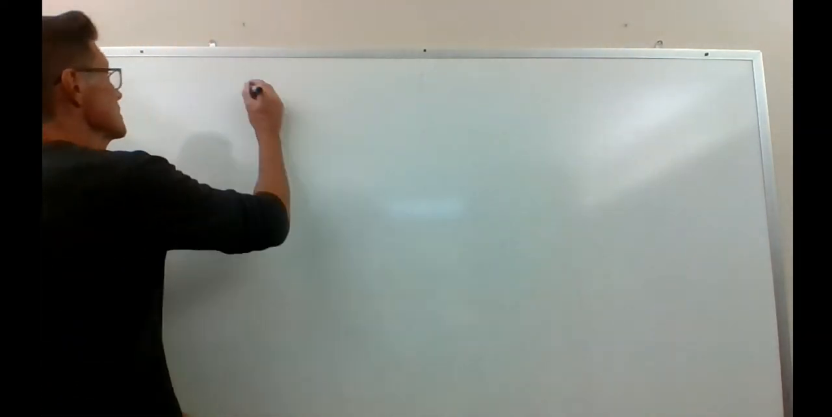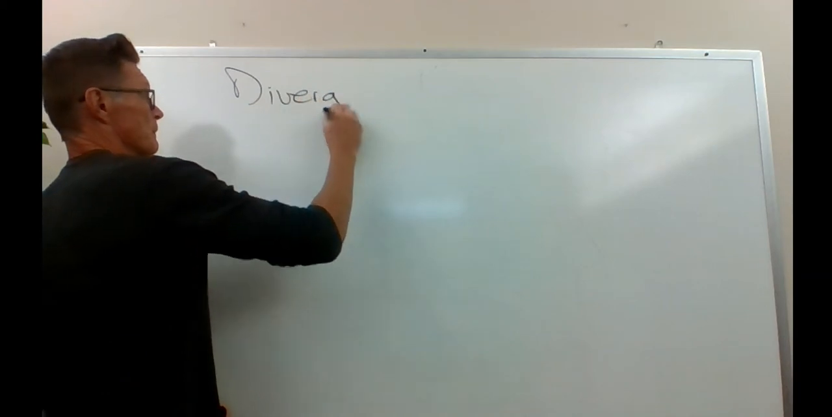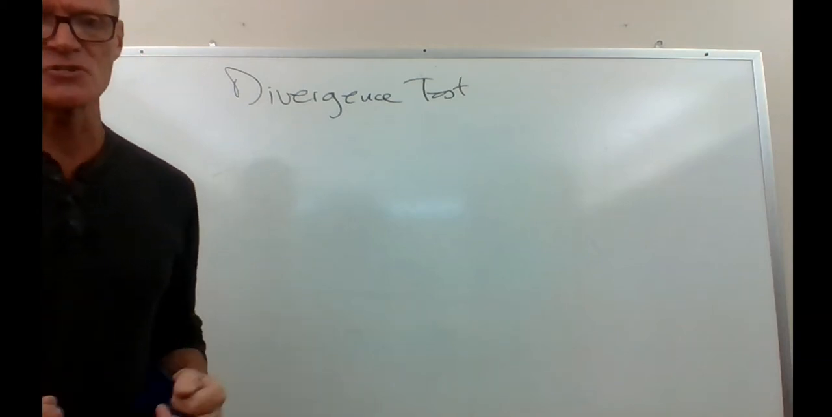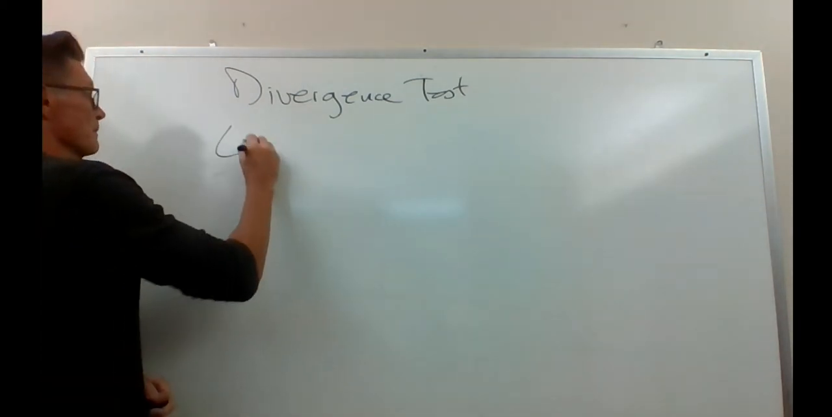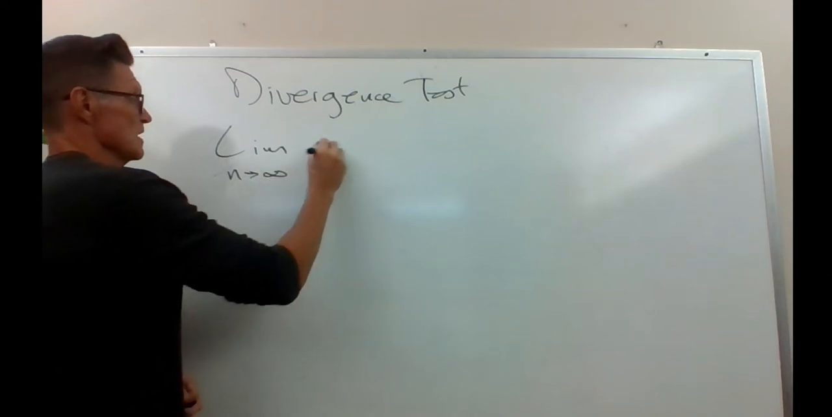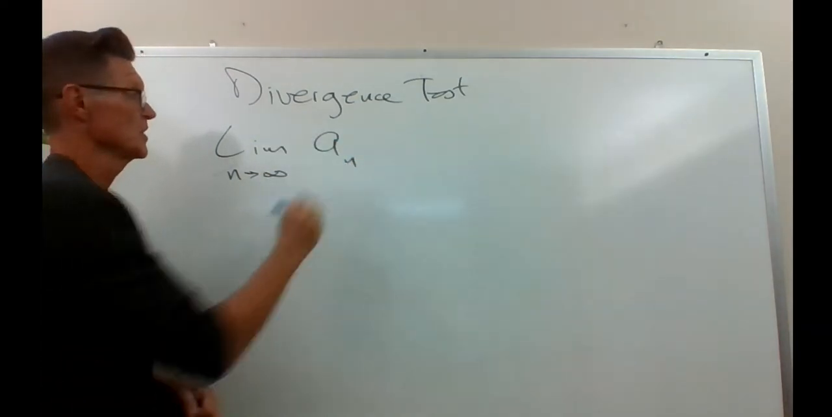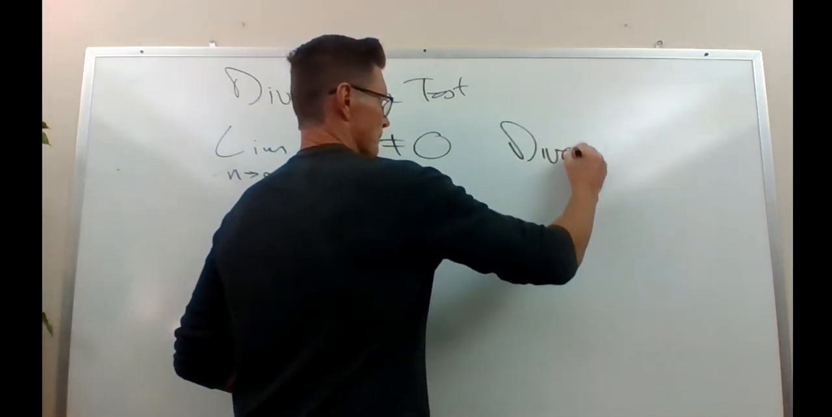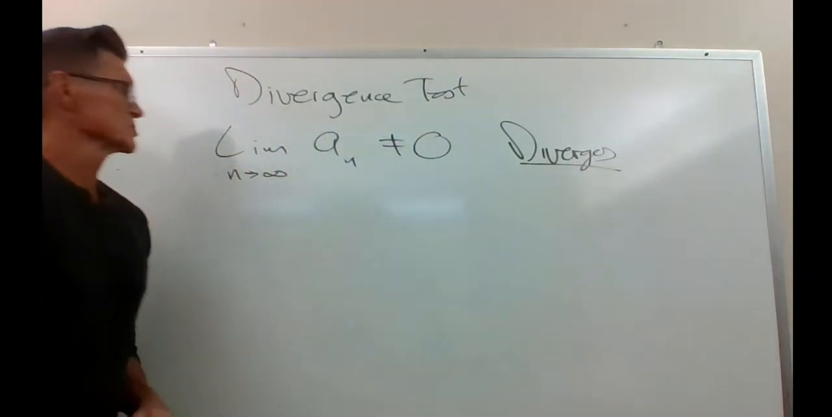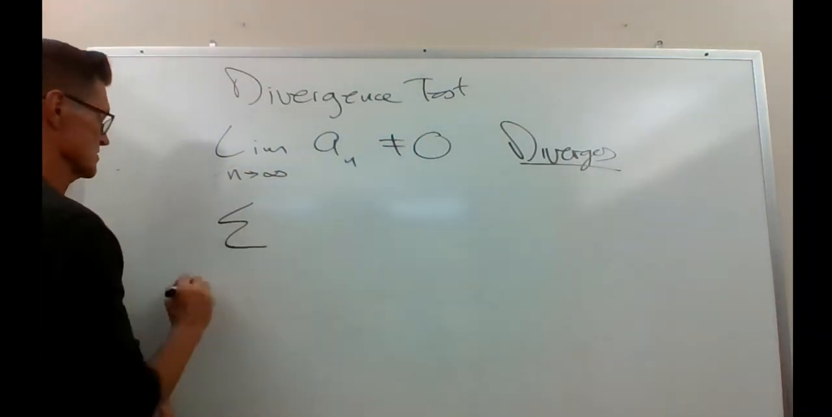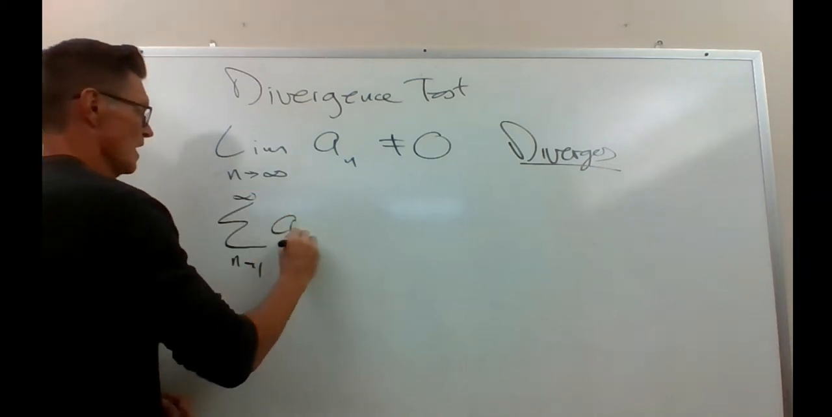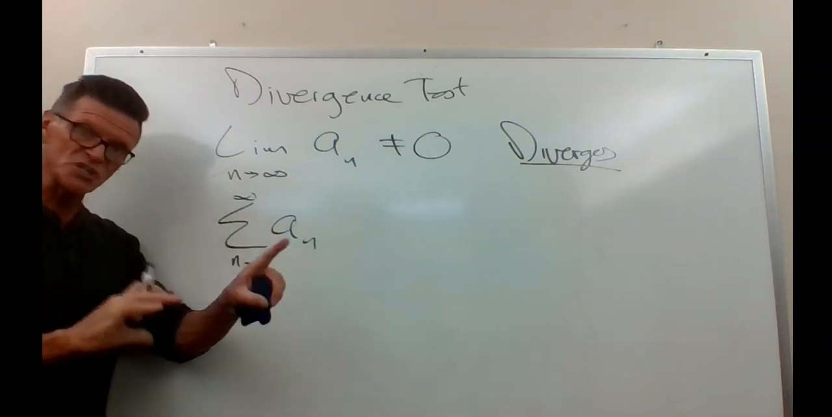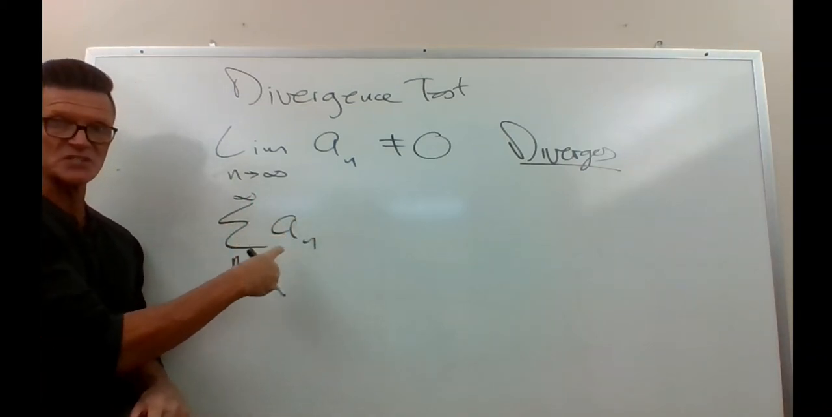The divergence test is a very simple test, and the divergence test basically says if the limit as n approaches infinity of the sequence does not equal 0, then it diverges. So if we have a series from n equals 1 to infinity of a sub n, we're only looking at the sequence. Remember the difference between the series and the sequence. A sub n represents the sequence.